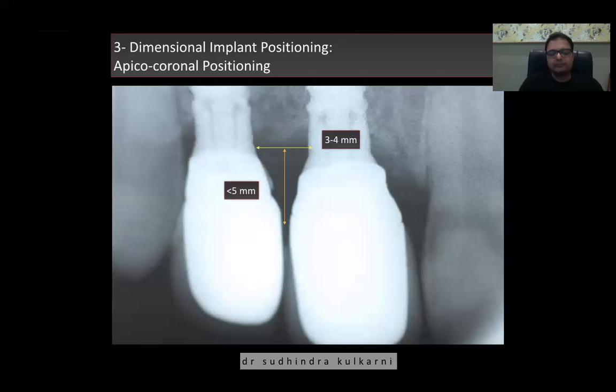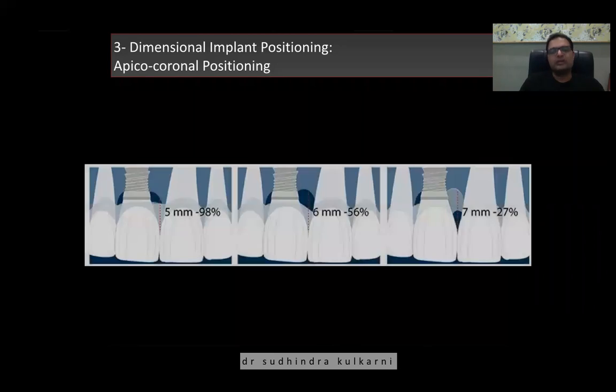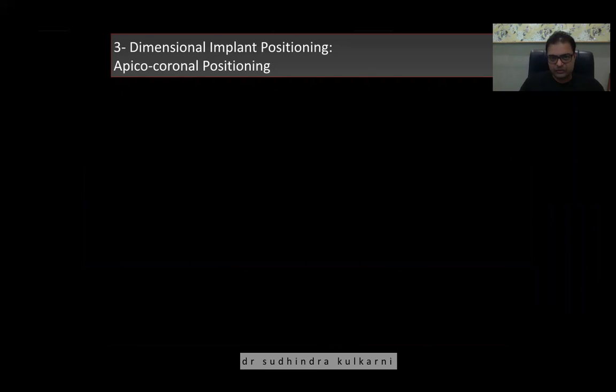If you have 5 mm distance between the gingival embrasure and the crest of the alveolar bone, you're going to have papilla. Anything more than that, the chance of you having a papilla is much, much lesser. Okay, so 5 mm is the key. At 6 mm, your success rate dips by 50%. At 7 mm, it dips to only 27% of success.